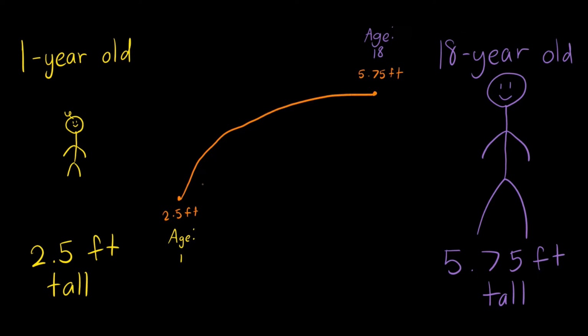So as you can see here, we had to pass through every single possible height between the age of 1 and the age of 18. And that's all the Intermediate Value Theorem tells us. If a function is continuous, then there must be some x value that gives us an f of x value between the starting value and the ending value. In other words, we have to pass through every single y value.